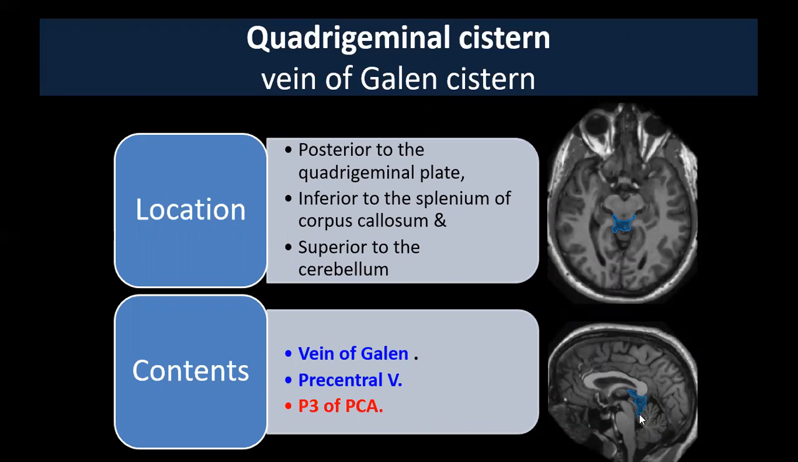Quadrigeminal cistern. Now we are in the posterior cistern. The quadrigeminal cistern is posterior to the quadrigeminal plate. It contains the vein of Galen, precentral vein, and P3, the third part of the posterior cerebral artery.